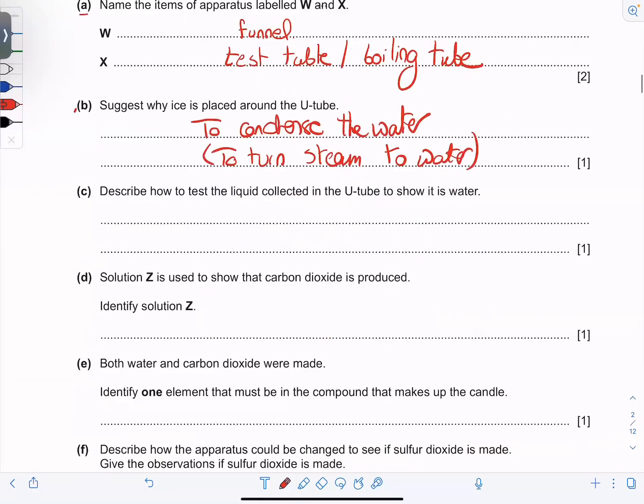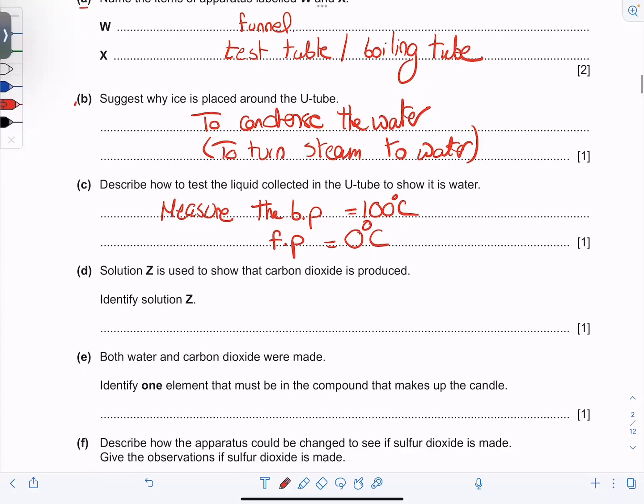Question C, describe how to test the liquid collected in the U-tube to show it's water. If you want to show that the liquid is water, you can measure the boiling point, and it should be 100 degrees Celsius, or you can measure the freezing point, and it should be 0 degrees Celsius. That is, if you have water, you can heat it and measure the boiling point, or you can freeze it and measure the freezing point, and it should be 0 degrees.